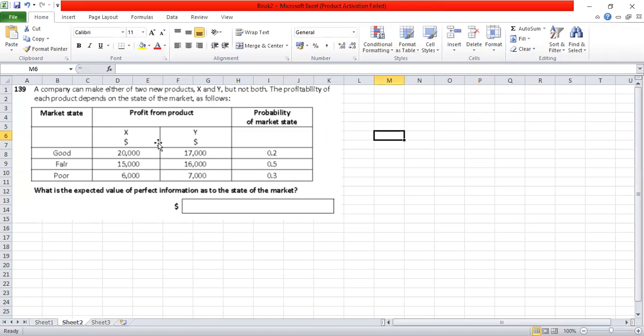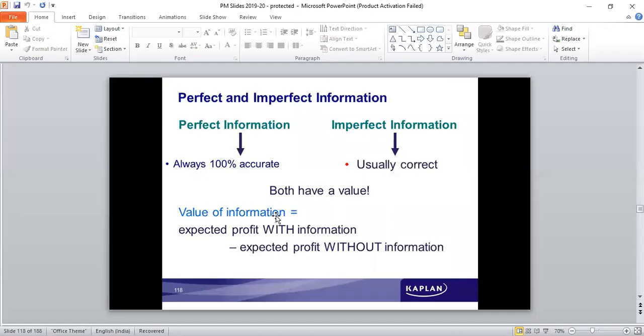So there are two products, product X and product Y. You are able to see the screen, question number 139. What is the expected value of perfect information as to the state of the market? The formula is value of information equals expected profit with information minus expected profit without information. Let's take the help of this.